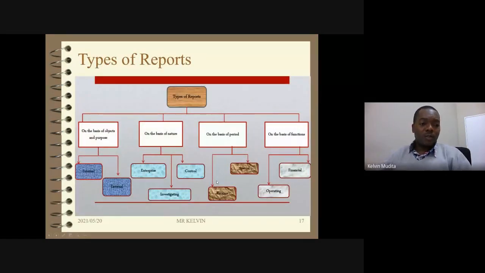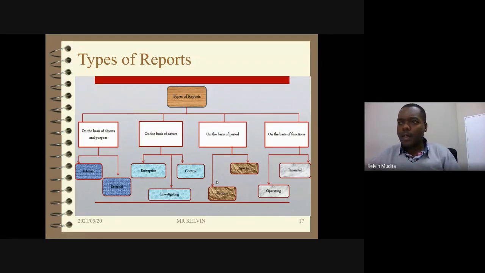So as for the types of reports, I have a chart on the screen. Is it visible? Is my chart clear, Mr. Kelvin?